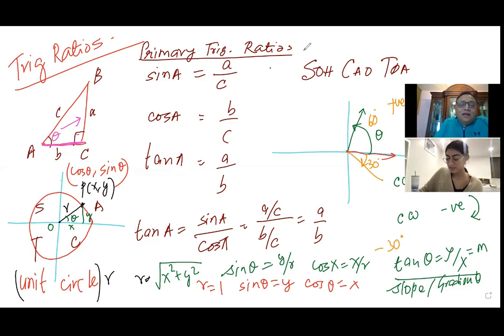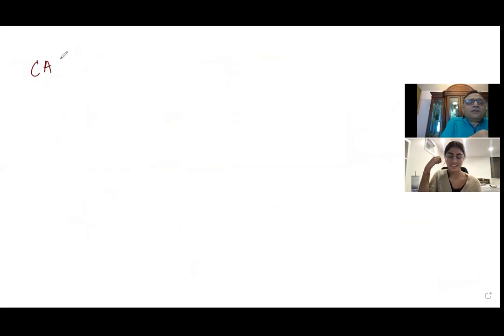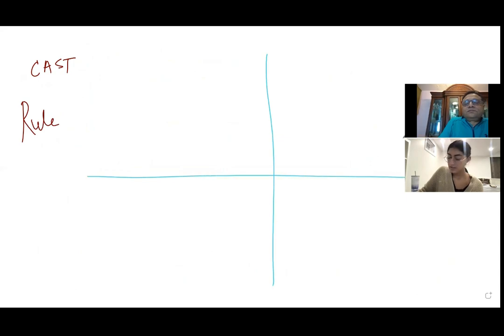But in quadrant 2, any point you take, x value is negative, y is positive. So therefore, y relates to sine, and therefore sine is positive, cosine is negative. Okay, let me make a fresh page to explain the cast rule. So now we are talking about the cast rule.